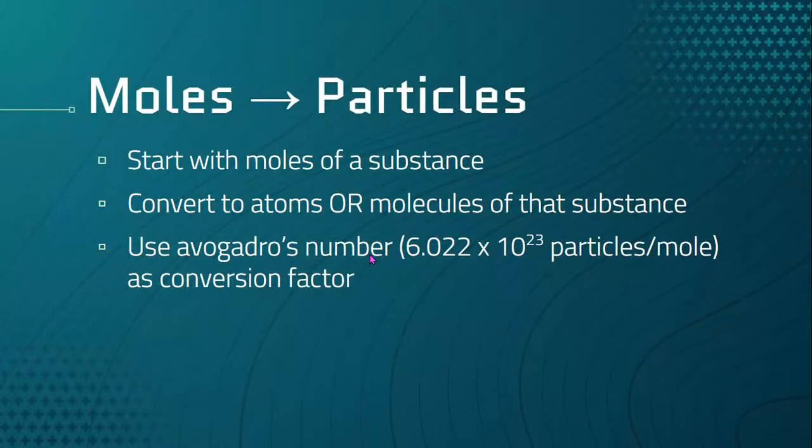The next type of problem is moles to particles. So we are going to start with moles of a substance and convert it to either atoms or molecules of that substance, depending on the substance. For a conversion factor, we are going to use Avogadro's number, which is 6.022 times 10 to the 23rd particles per mole.